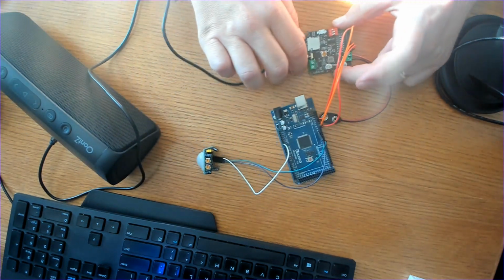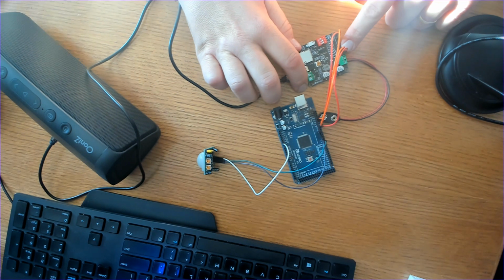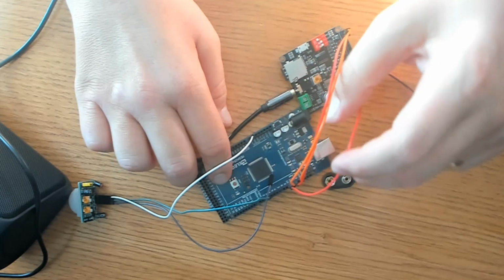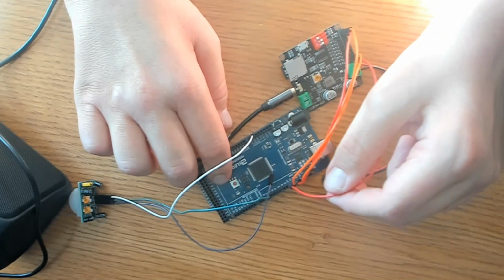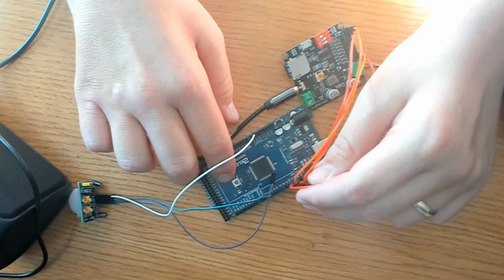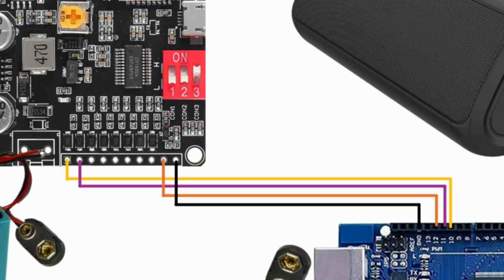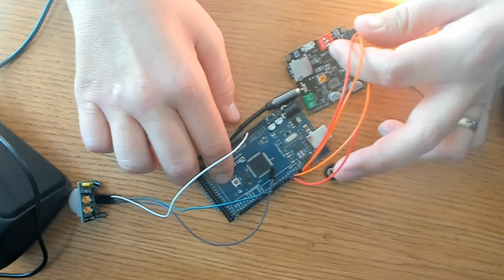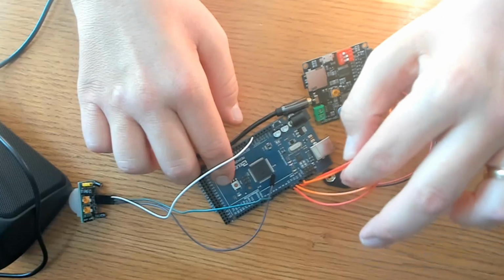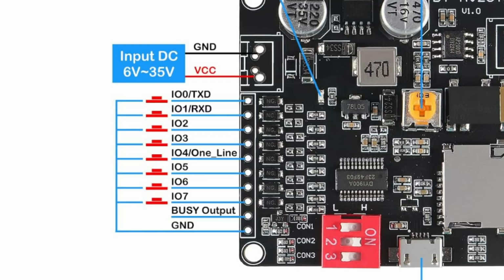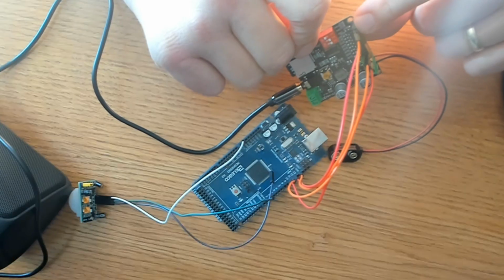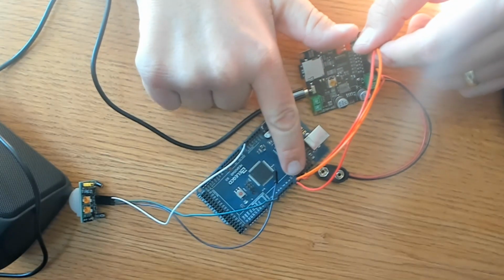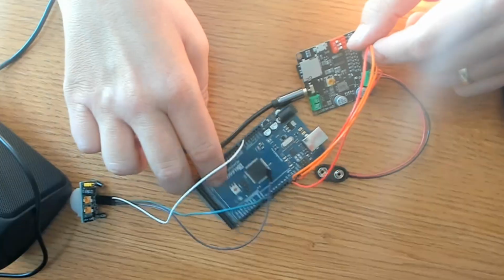For our board, we connected pins 1 and 2. Pin 1 here, or I guess this is IO 0, is connected to pin 10. And then the IO 1 pin on the MP3 player board is connected to pin 11 on Arduino. And then pin 12 is the busy pin on our MP3 player board, and then this last pin here is ground. And of course I just connected that to ground on the Arduino.